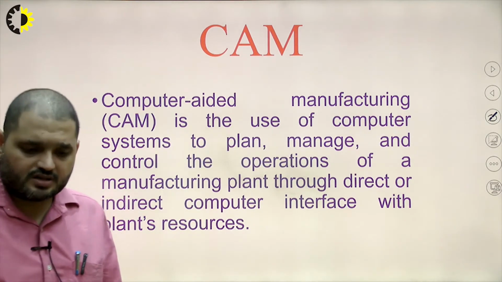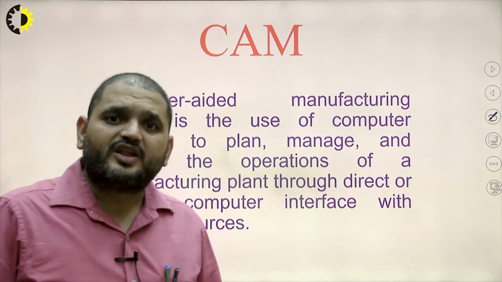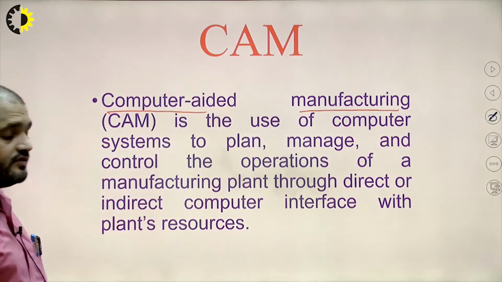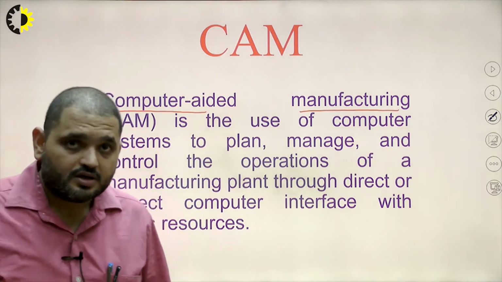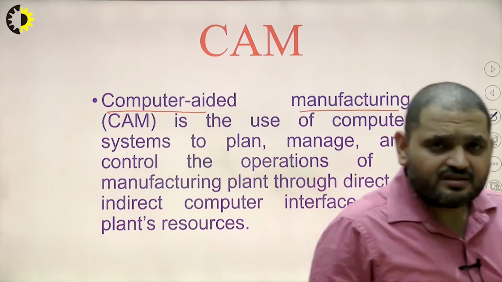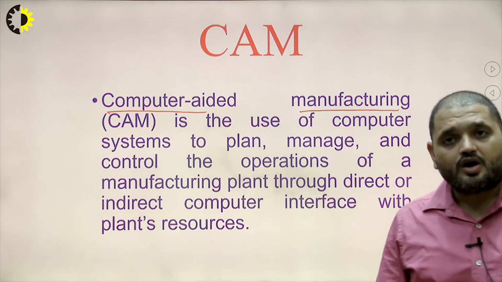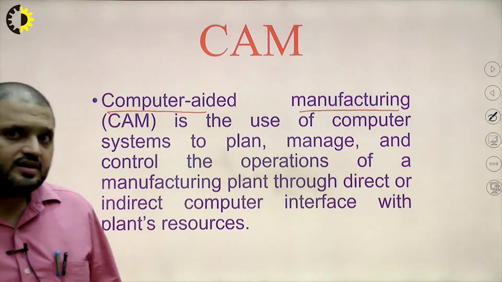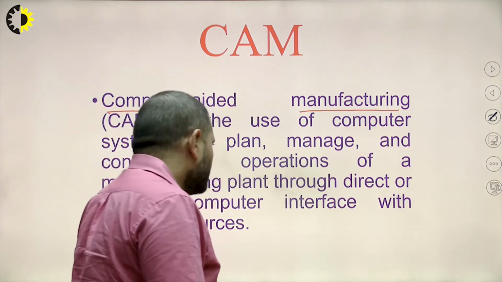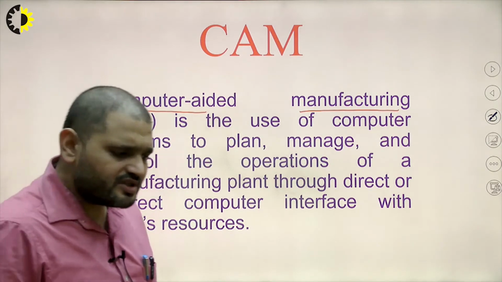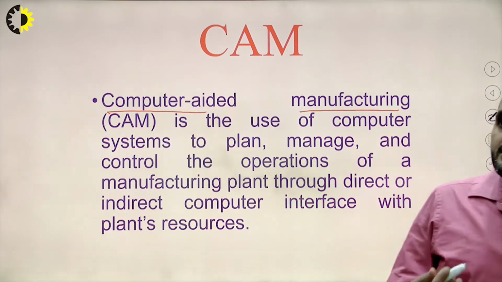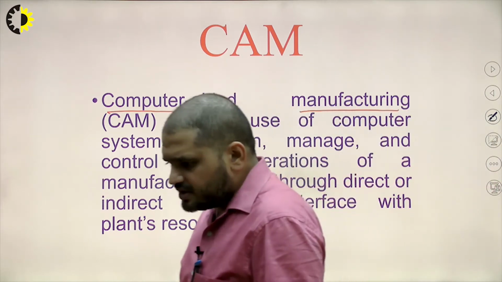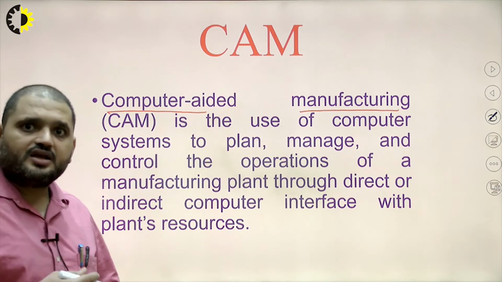Starting with CAM, what is CAM? CAM is the short form of computer aided manufacturing, in which there is a use of computer systems to plan, manage and control the operations of a manufacturing plant through direct or indirect computer interface with plant resources. Basically, we are clubbing computer resources with the conventional machines in which we were already producing products. We are combining those machines with computers.